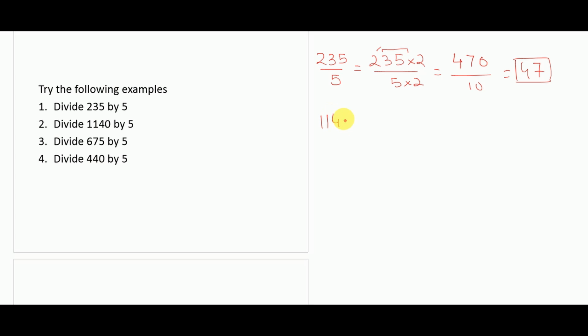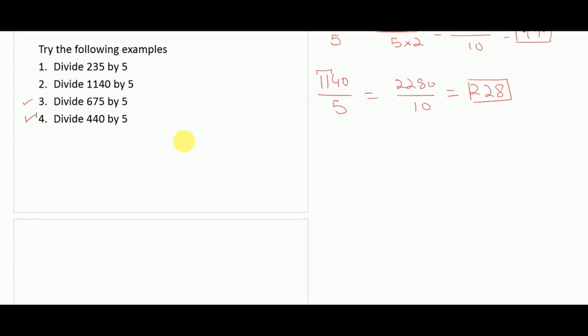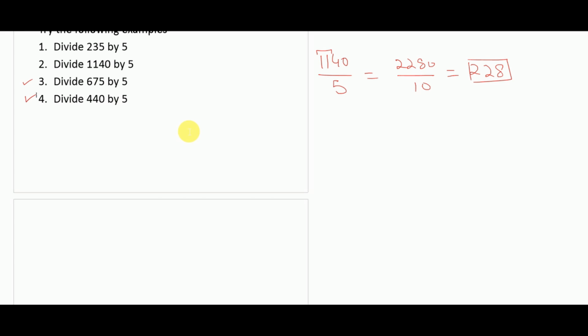Similarly, let's take a bigger number, 1140 divided by 5. So 1100 when doubled would become 2200, 40 would become 80, the denominator we have 10, and our answer would be 228. Now pause the video and try question number 3 and question number 4 yourself and see what you get. All right, I'm assuming that you have tried these 2 questions, so let's move on.